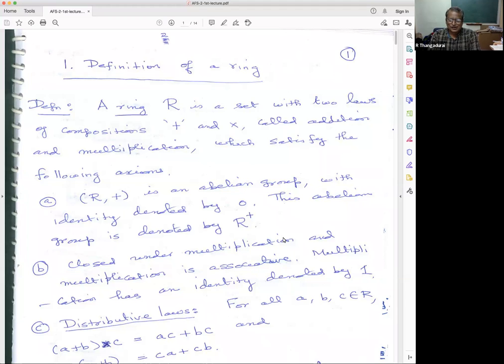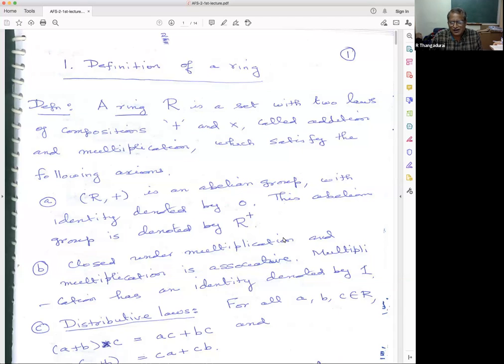Okay. So, good afternoon. In these 8 lectures, we are going to see an introduction to ring theory. Basically, we are going to deal mostly with polynomial rings. For the first 2 lectures, some of the concepts you know already, we are going to recall. So, we start with the abstract definition of a ring.